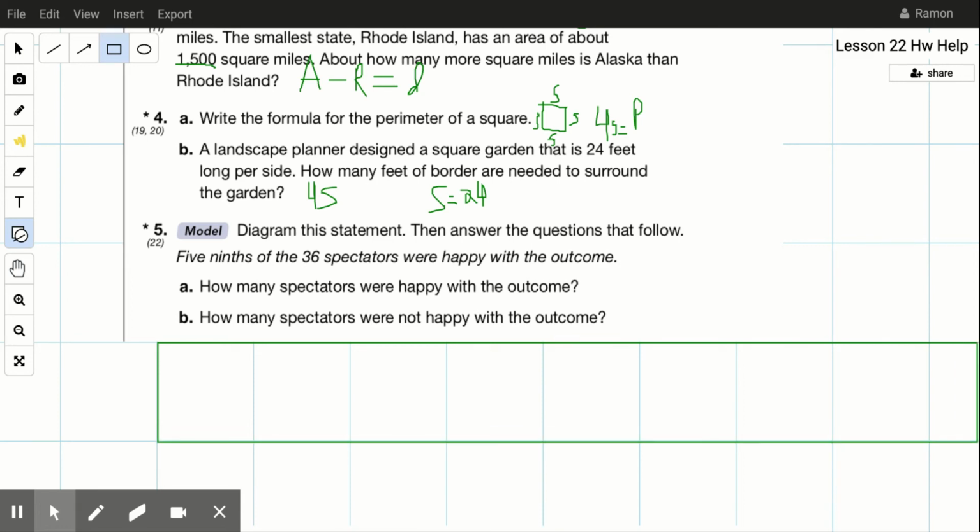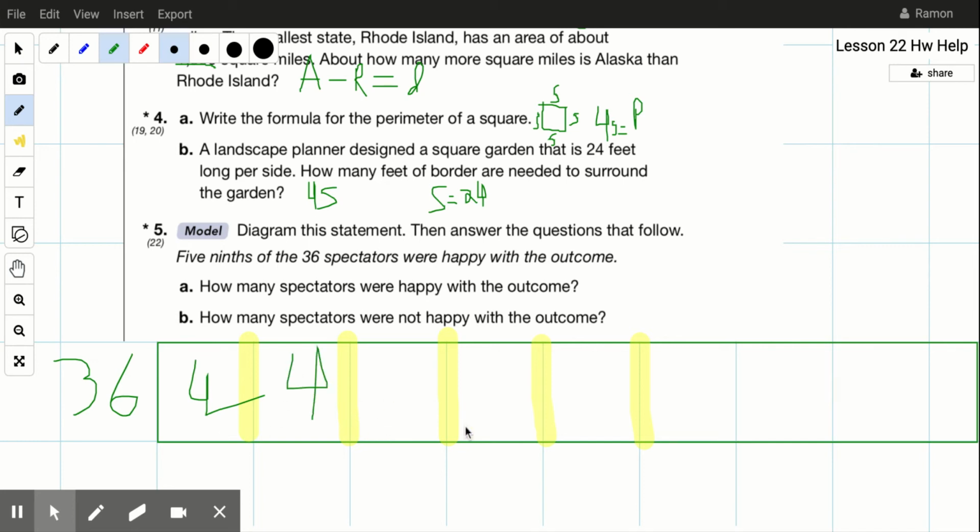Let's just go ahead and include that one. And since 5/9 were happy with the outcome, that means we have 1, 2, 3, 4, 5. So each of these were happy with the outcome of the 36. So since we have a total of 36 and we have 9 boxes, we need to split it evenly. So 36 divided by 9 gives us 4 spectators per group. So we fill each of these in with 4. 5 of those were happy with the outcome, and the other 4 groups were not happy with the outcome.